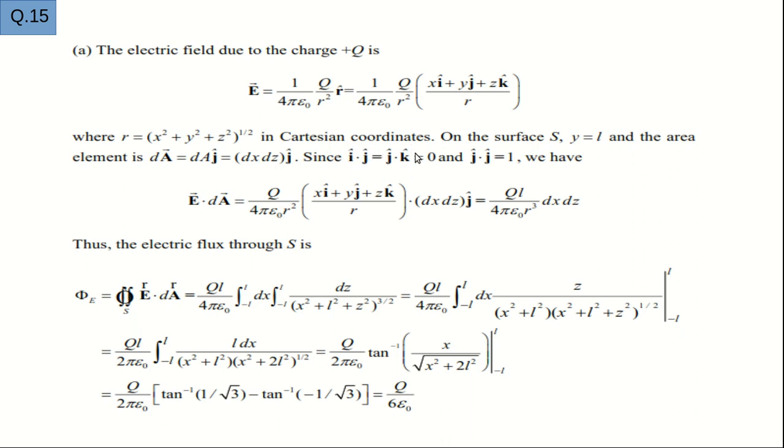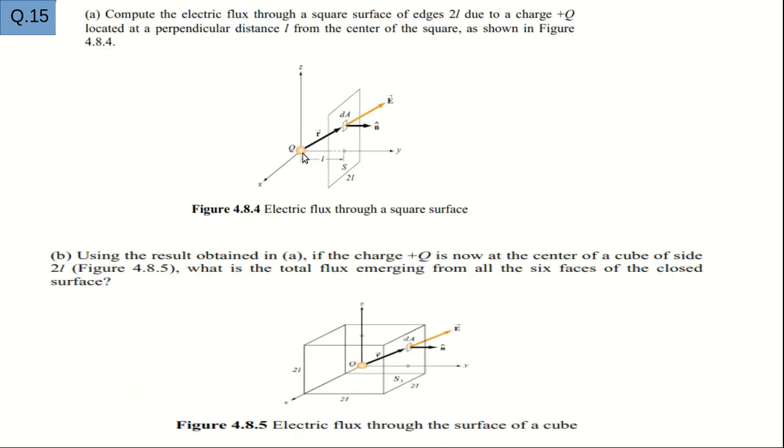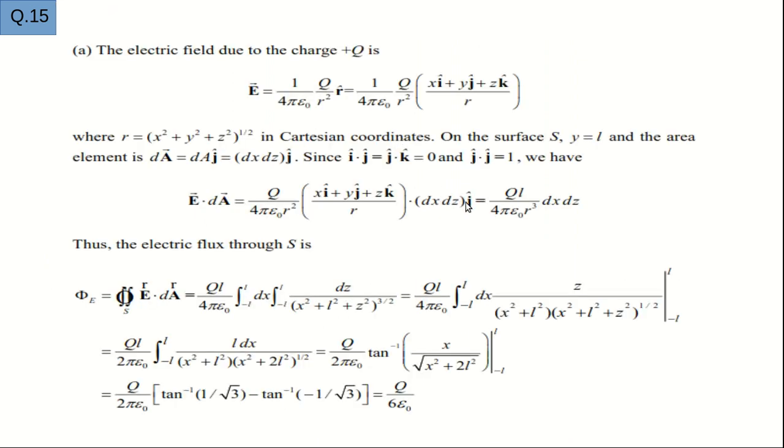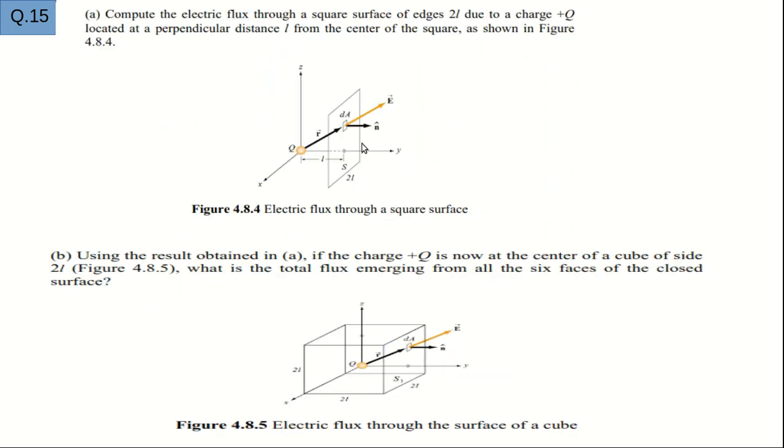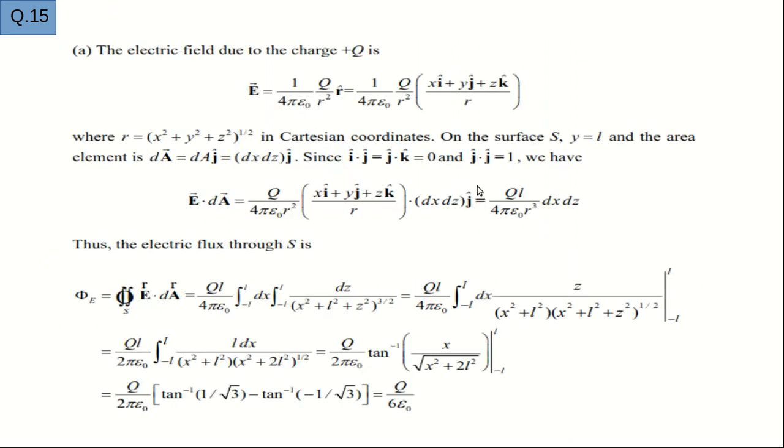This uses the property of unit vectors: two different unit vectors give a dot product of 0, and two same unit vectors give a dot product of 1. Then E dot dA: E is this, and dA is dx dz j cap. Why j cap? Because this charge is placed along this axis, and n cap will be along y cap. The area is in the xz plane, and your normal will be along j cap.